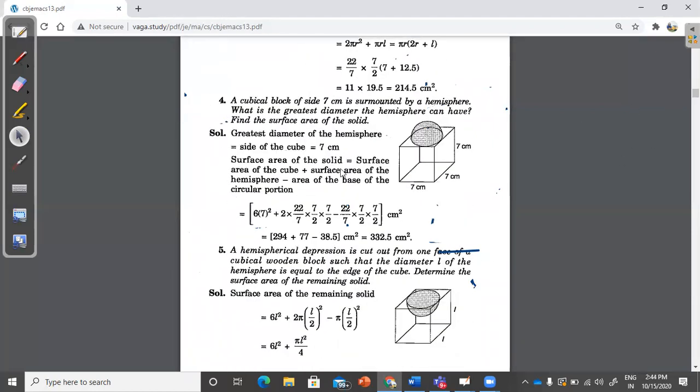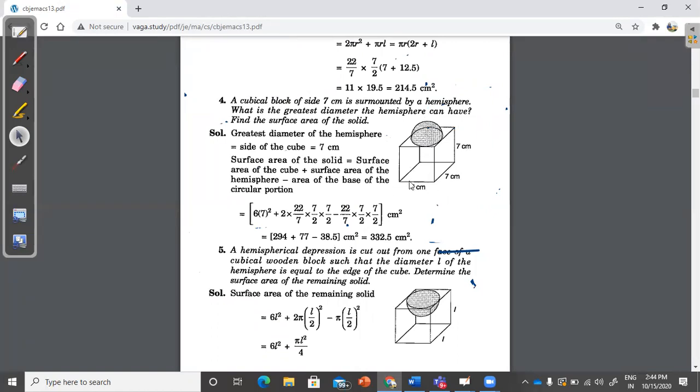Moving on to question number 4. You can mark this important, slightly complicated figure, but nothing to worry. This is a cubical box surmounted by a hemisphere. So the cube is there and this hemisphere is surmounted on top of this, right? And the question is, what is the greatest diameter the hemisphere can have?